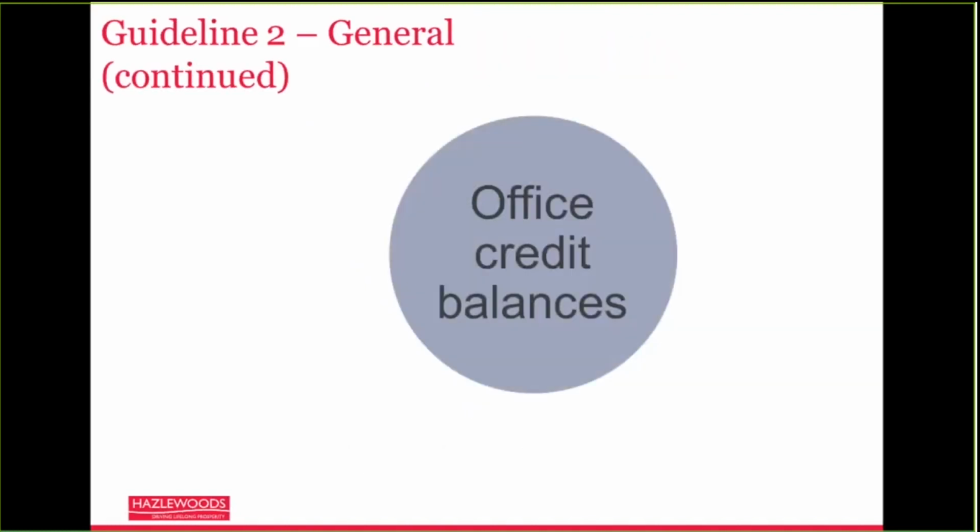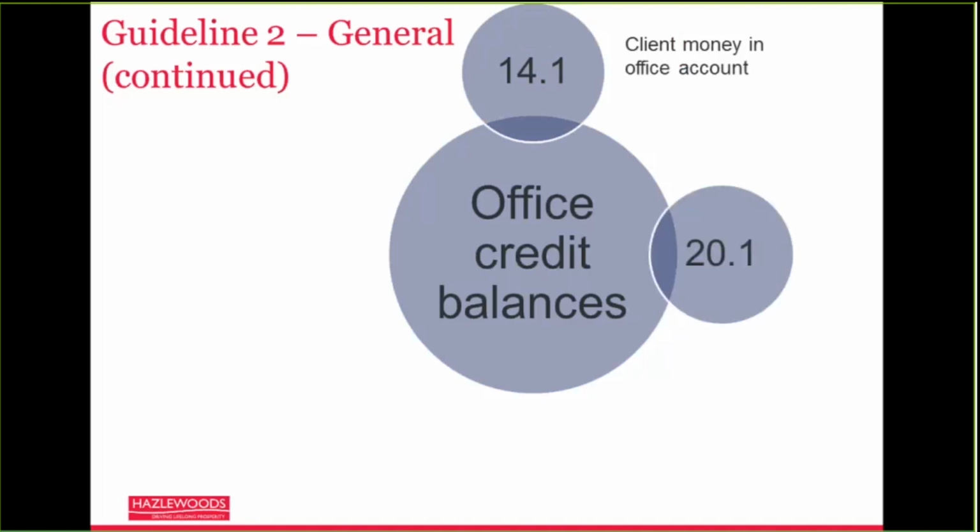Guideline 2 also covers office credit balances, which is essentially where client money is being held in the office account. Whilst this can happen where a payment of client money is made directly into the office account, this can also occur when credit notes are raised or if office checks are cancelled. 20.1 is client money transferred in error, so money transferred from the client to the office account, which is not properly due.